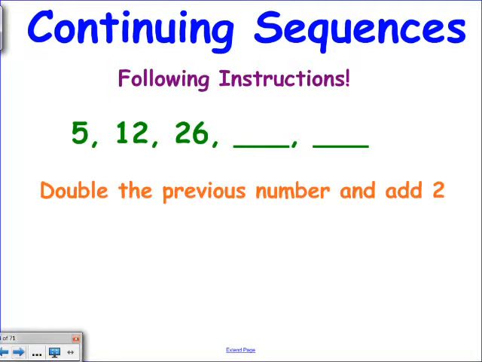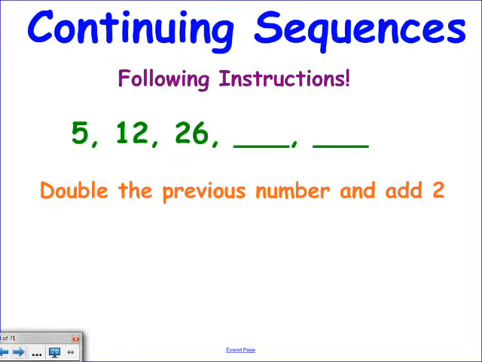Okay. The other way they're going to get you to continue a sequence, especially a non-linear sequence, is give you a set of instructions to follow to get the next term in a sequence. So these are called terms, each of these numbers within a sequence. That's the first term, second term, and third term. Okay? So to complete a sequence, sometimes they'll give you instructions.